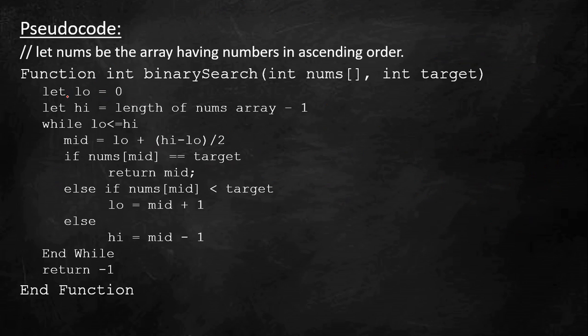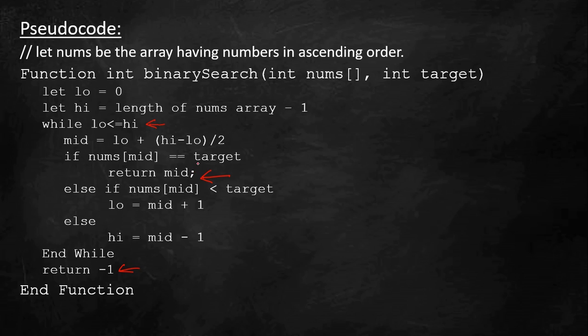So this is the pseudocode. Low initially is 0, high is length of the nums array minus 1. We are doing minus 1 because it is a 0th index array, that is why. And in the while condition we are checking whether low is less than or equal to high. Only till that point we have to go through the while loop. If we are coming out of the while loop, that means we have to return -1, because we did not find any number that is matching.